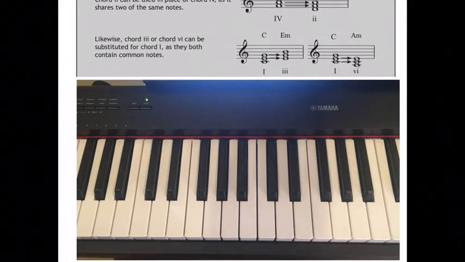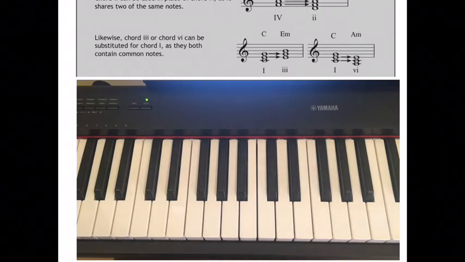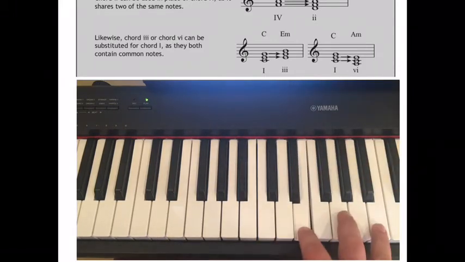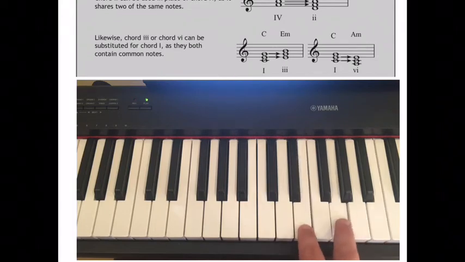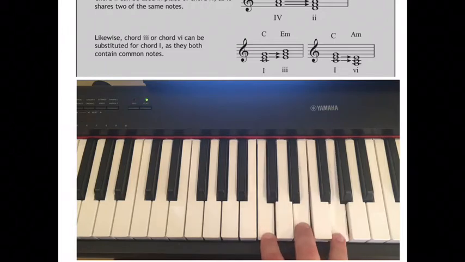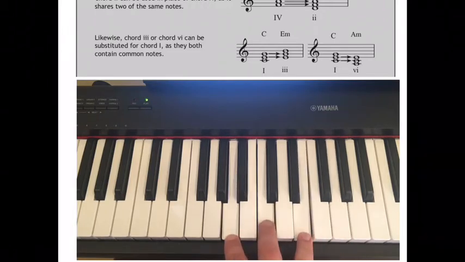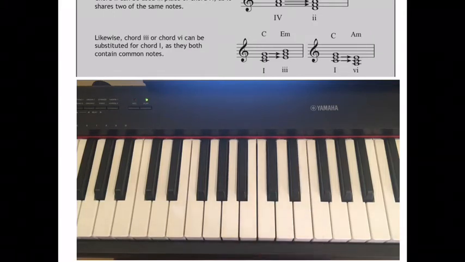Another example, chord 3 or chord 6 can be substituted for chord 1, as they both contain common notes. Notice the example here, they're showing you a 1 chord and a 3 chord, both of which share scale degrees 3 and 5. A 1 chord and a 6 chord both share scale degrees 1 and 3. So I could take, you know what, O Canada, just because it comes to mind, because it uses those three notes of a 1 chord. 3, 5, 5, 1.